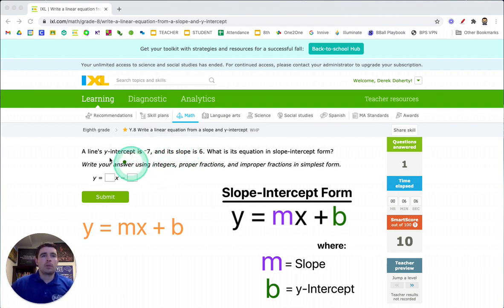So for the next problem, they tell us that the line's y-intercept is -7. I'm going to put a green box around that because that's the y-intercept, the plus b part. And they tell us that the slope is going to be positive 6. I'm going to put a purple box around that.